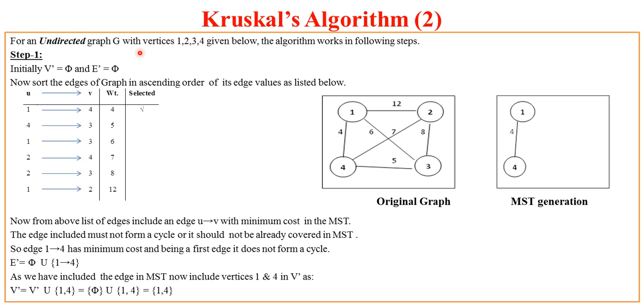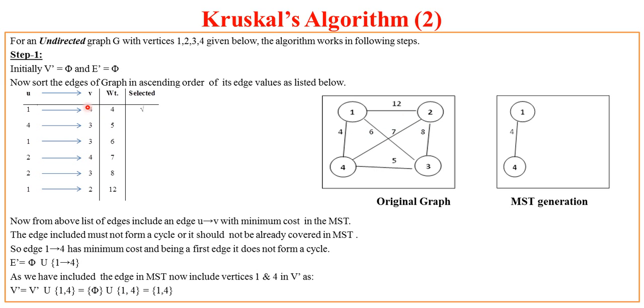So assume an undirected graph G with the vertices 1, 2, 3, 4, and the weights assigned like 1 to 2, 12, then 1 to 3, 6, then 1 to 4, 4, then 2 to 4, 7, and then 4 to 3, 5, and 2 to 3, 8. So this way we have a graph. So we have these edges and their weights.